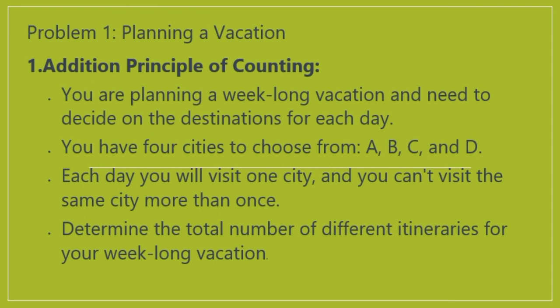So this is problem one, planning a vacation. In the addition principle of counting, you are planning a week-long vacation and need to decide the destinations for each day. You have four cities to choose from: A, B, C, and D. Each day you will visit one city and you can visit the same city more than once. So determine the total number of different itineraries for your week-long vacation. I will be showing you the first example for the addition principle of counting.